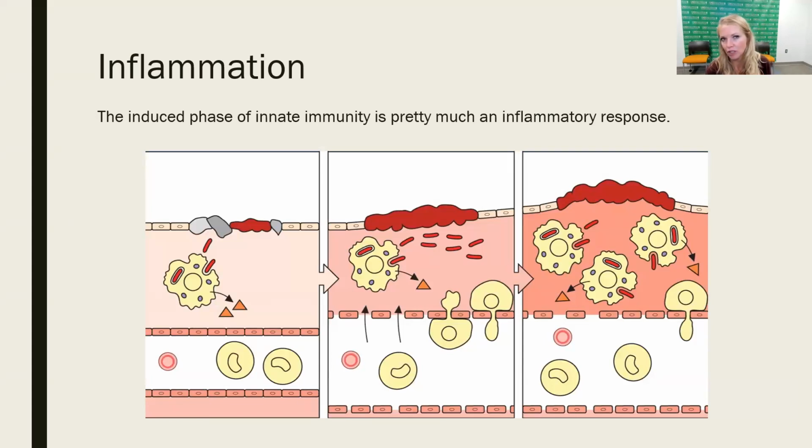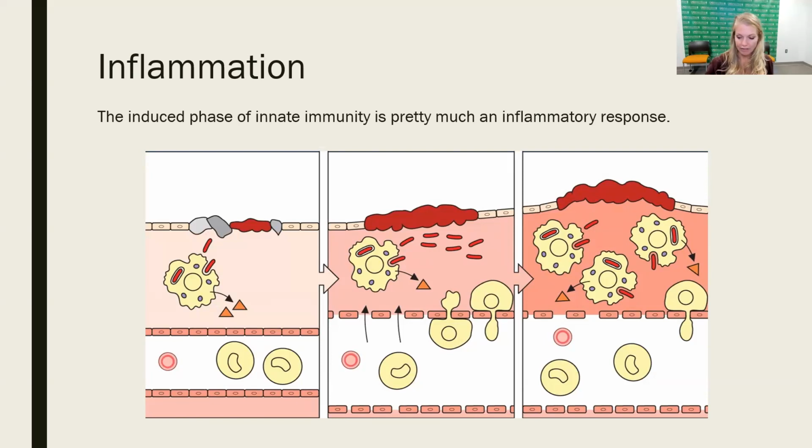Inflammation is the key word of the innate immune system. We talked about that, I think in chapter 1, we might have mentioned it, but now we're going to dive just a little bit deeper into what we mean by inflammation. Essentially, it's what the innate immune response does and what the innate immune response does really well.